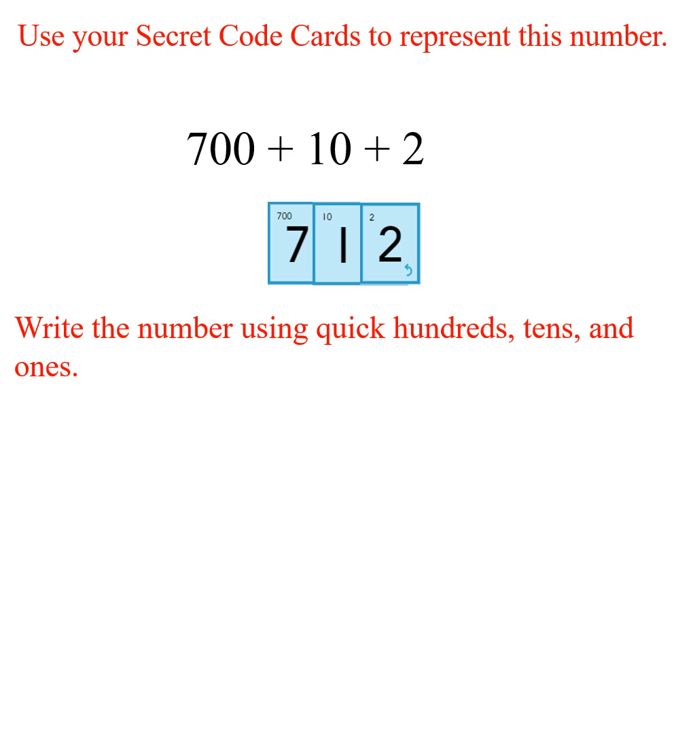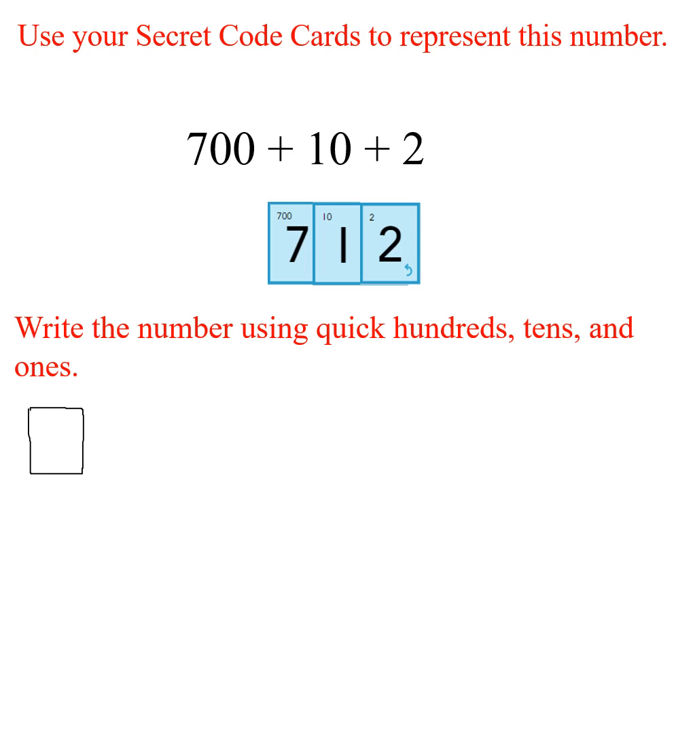Again, you can take your secret code cards and you can represent this same number with those cards. Otherwise, you can see them in my picture here. We have again the expanded notation, so they took this and they stretched it out. What does that 7 in 712 mean? That 7 means we have 700. So again, I want to write the quick hundreds, tens, and ones.